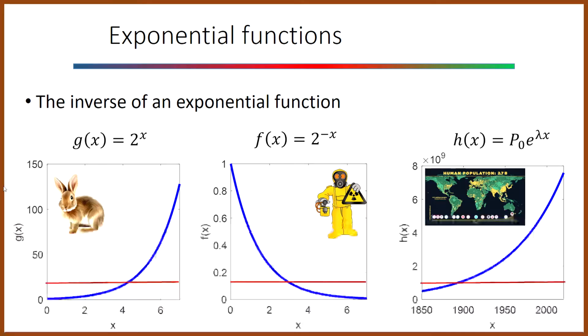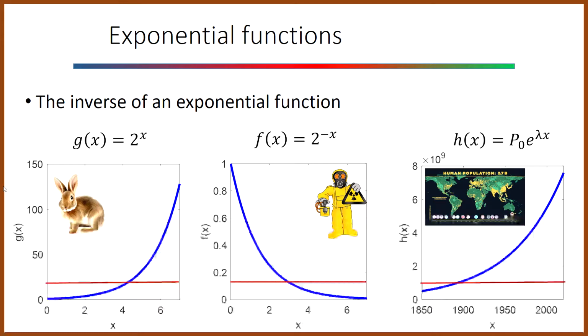On this slide, I have a few different examples of exponential functions. One for rabbit population size, as a function of the number of generations that have passed. The next is for radioactive decay. And the third approximates human population growth over the past 170 years.